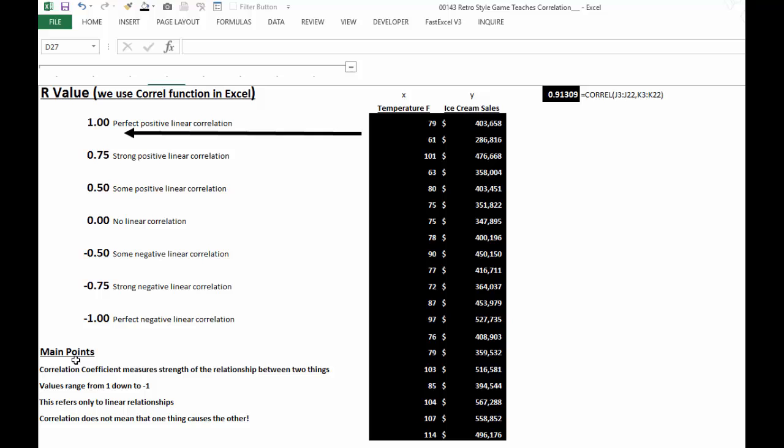So let's look at the main points here. Number one, the correlation coefficient simply measures the strength of a relationship between two things. Number two, as we see here, the values range from 1 down to -1. Here, there's no linear correlation. This is perfect positive, this is perfect negative, and then we have values in the middle. This refers to linear relationships only. And last but not least, possibly the most important, correlation does not mean that one thing causes the other. It just means that if it's very positive, they're going in the same direction. If it's very negative, they're going in opposite directions.